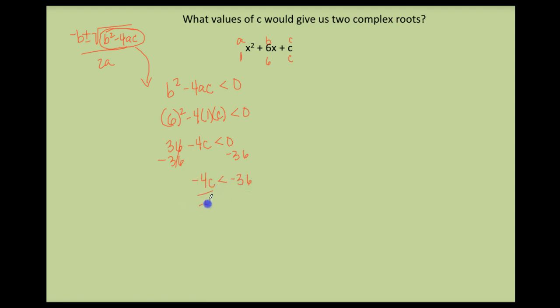And finally, I'm going to divide both sides by negative 4 to solve for C. Now recall, with inequalities, anytime you multiply or divide by a negative number, you have to switch the direction of the sign. So negative 36 divided by negative 4 is 9. So we know that anytime C, in this case with these other values, if C is greater than 9, I will have complex roots. If C is less than 9, that will not be the case.